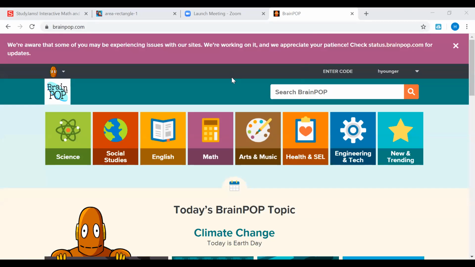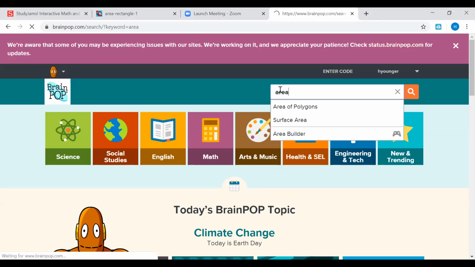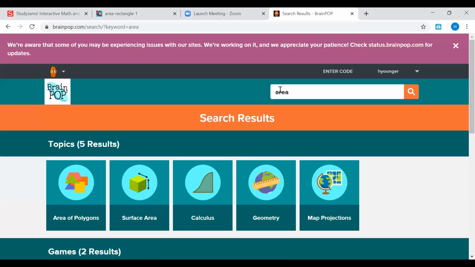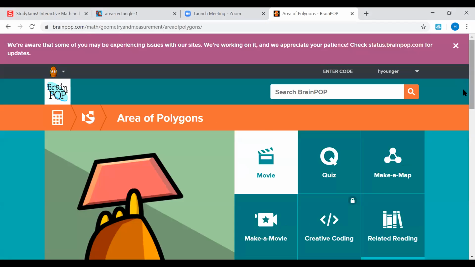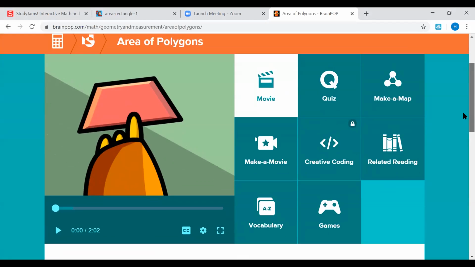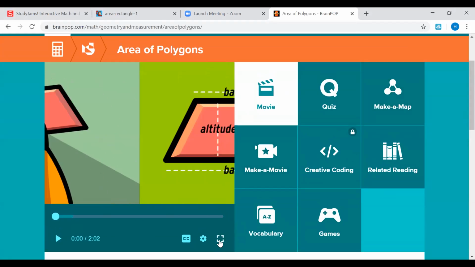And just to remind you, BrainPop does have all these different subjects that we'll refer to throughout all of our lessons. So when you get to BrainPop, you're typing in H Younger and Rivermont 1 as the login. And so just type in area. And we're going to look at area of polygons. So I'll let you watch this movie first.